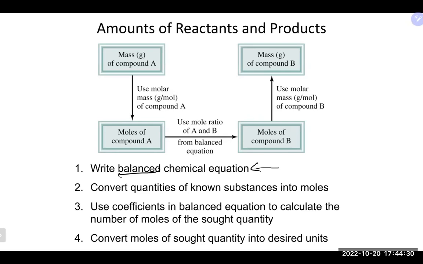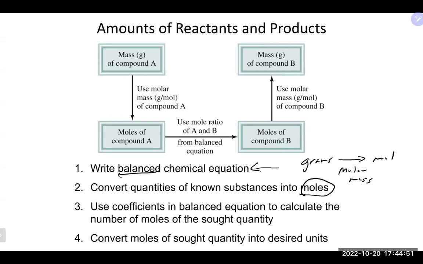The next thing that you want to do is take whatever units they give you and get them into moles. Most commonly in these type of problems, you're going to be given grams and you're going to need to go to moles. And once again, that is the molar mass from the periodic table that allows us to do that conversion.